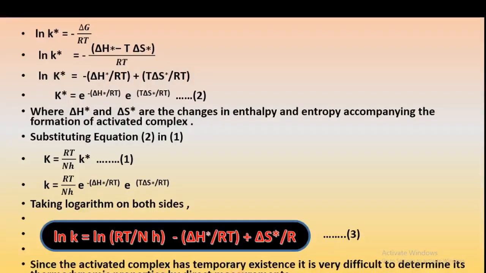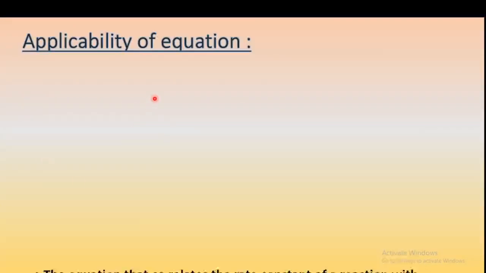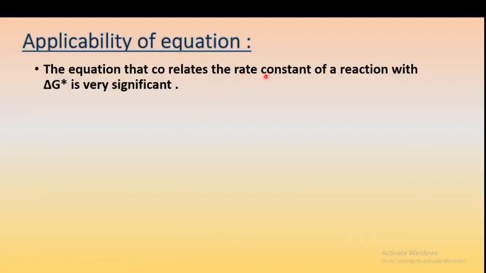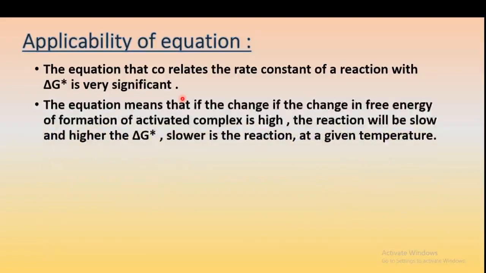Since the activated complex has a temporary existence, it is very difficult to determine its thermodynamic properties because of its temporary existence. It is unstable. We can't determine the thermodynamic properties by direct measurements. So what is the applicability of this equation? The equation that correlates the rate constant K of the reaction with delta G star, that is, the change in free energy for the activated complex, is very significant.